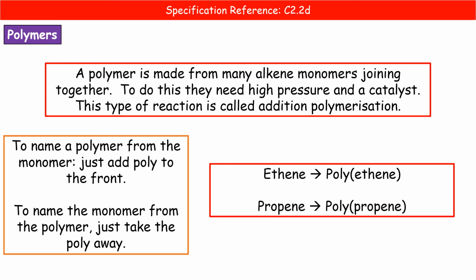If they ask you to name a polymer, whatever the name of the monomer is, just write the word poly in front. If they ask you what the monomer is, whatever the rest of the word after poly is, just copy that, just leave the poly off.